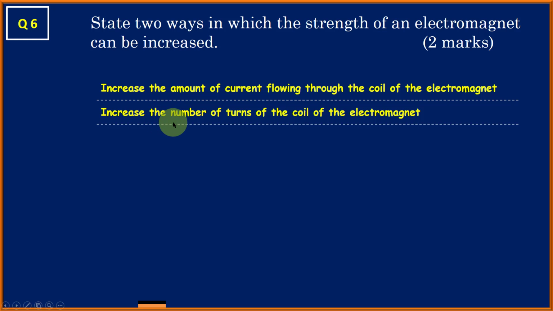When you come to increasing the number of turns of the coil of the electromagnet, be very careful. Although the question looks easy, students are usually trapped here. Many students talk about number of coils. It's not the number of coils. There is a single coil with many turns. So it is the number of turns in the coil that is increased.